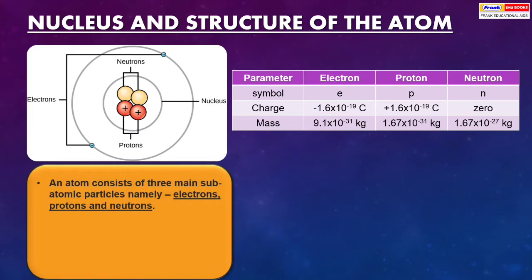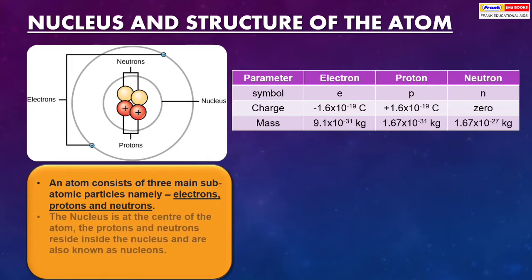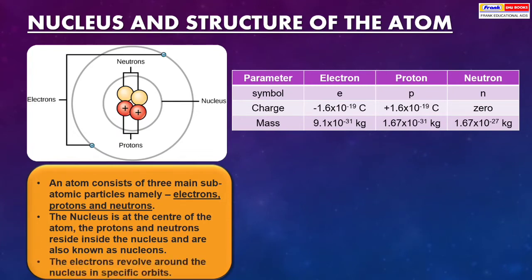An atom consists of three main subatomic particles, namely electrons, protons, and neutrons. The nucleus is at the center of the atom. The protons and neutrons reside inside the nucleus and are known as nucleons. The electrons revolve around the nucleus in specific orbits.